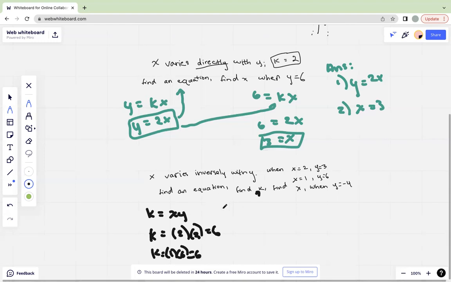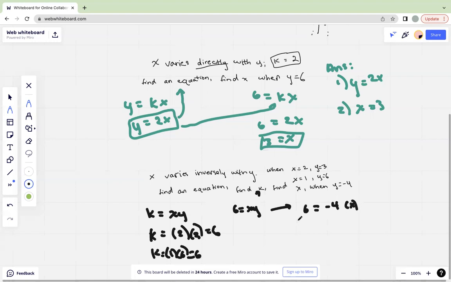Now we need to find an equation. So really, since the only constant here is k, our equation would just be 6 is equal to x times y, right? Now let's finally address the last part of the question, which is find x when y is equal to -4. So what we're going to do here is take the equation that we made and plug in some values here, right? So say we have 6, then we're going to take -4 times x, right?